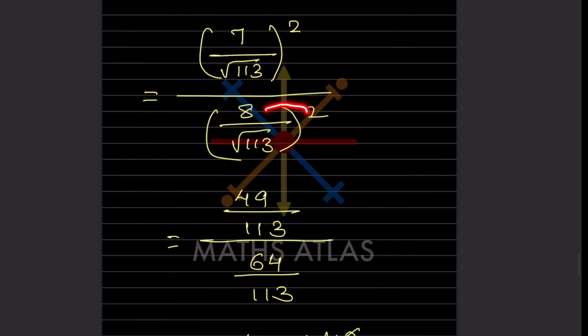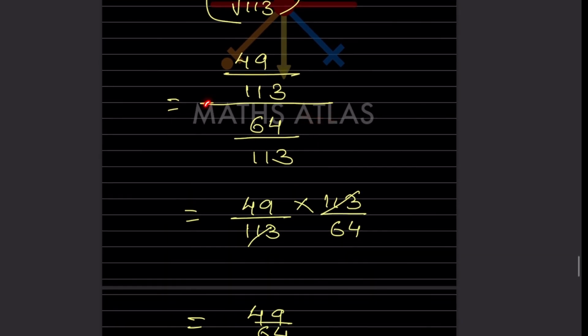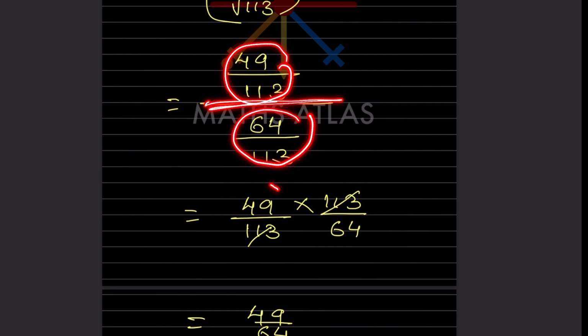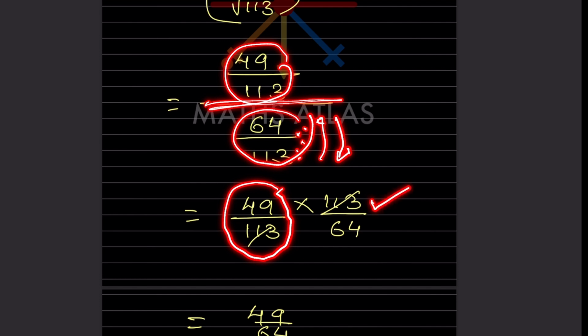This is in the denominator. Again the same. 8 square is going to be 64. Again the square of root 113 is going to be 113. So now actually this is a division, right? This is the numerator, this is the denominator. So let me write the numerator here. And when there are 2 fractions, this is going to get flipped over. So 113 will go in the numerator and 64 in the denominator.